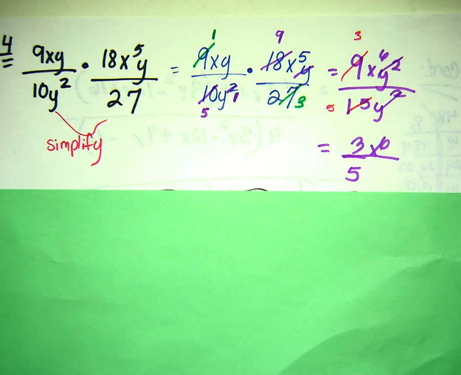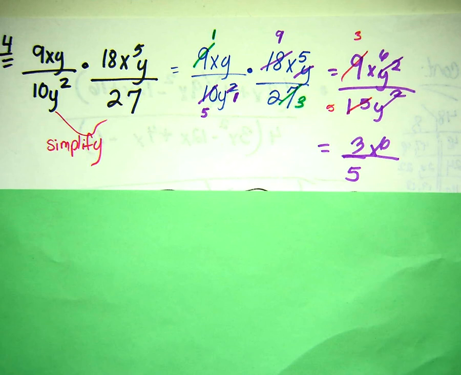Rewrote the second one, 18x to the 5th power y over 27. Now, I tried to simplify it on the front end because I noticed diagonally I got a 9 and 27. Well, 9 can go into itself one time, and 9 can go into 27 3 times. So you may notice the 1 here and the 3 here.